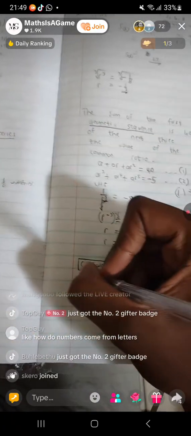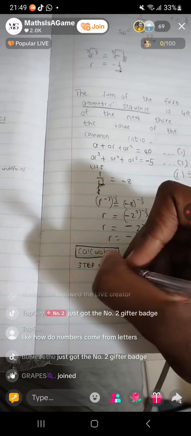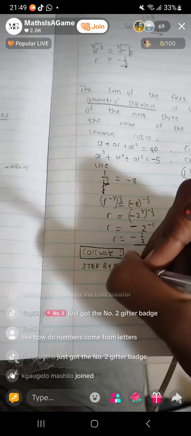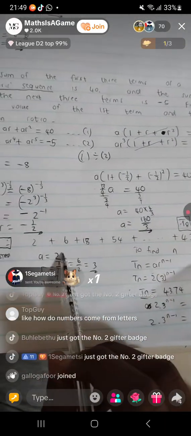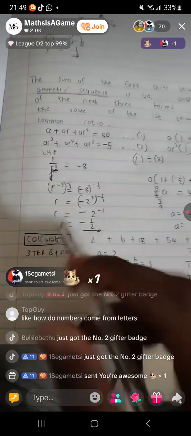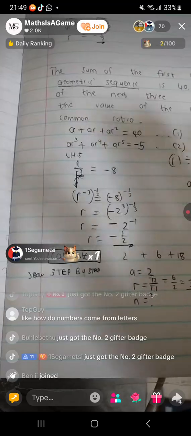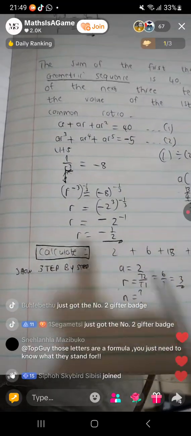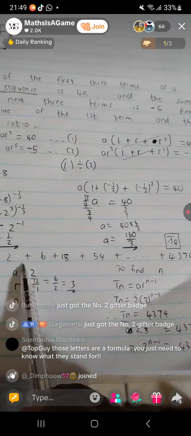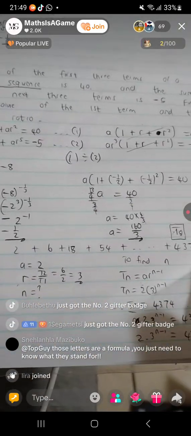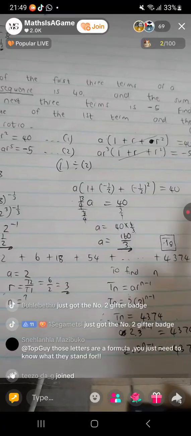Guys, the word calculate does not mean use a calculator. The word calculate means you need to show step by step how to find the sum of this series. Okay, the word calculate means show step by step. The word calculate and determine in mathematics means show step by step how to go about finding the sum of this series. Okay, right. So I hope you understand that.